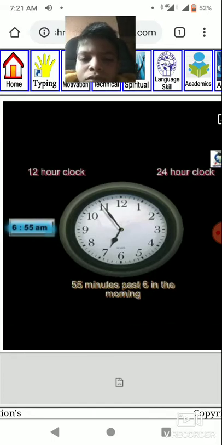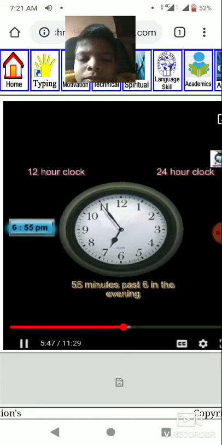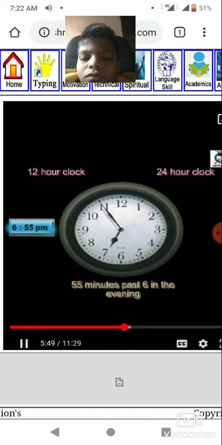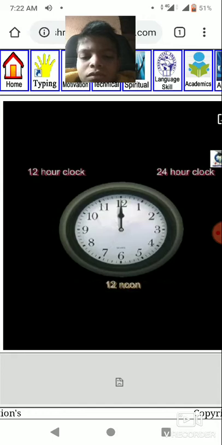Then 55 minutes past 6 in the morning, 6:55 a.m. in 12-hour clock, 06:55 in 24-hour clock. Then 55 minutes past 6 in the evening is shown as 6:55 p.m. in 12-hour clock. In 24-hour clock it is 18:55.